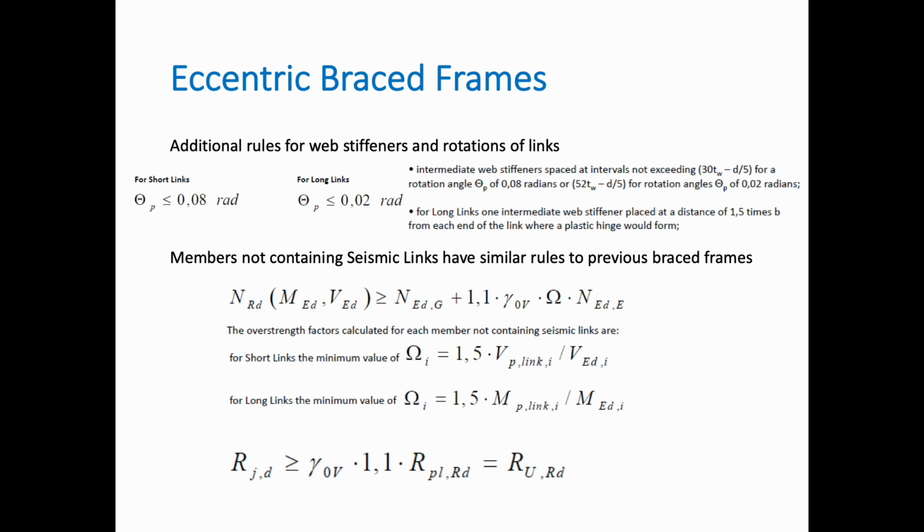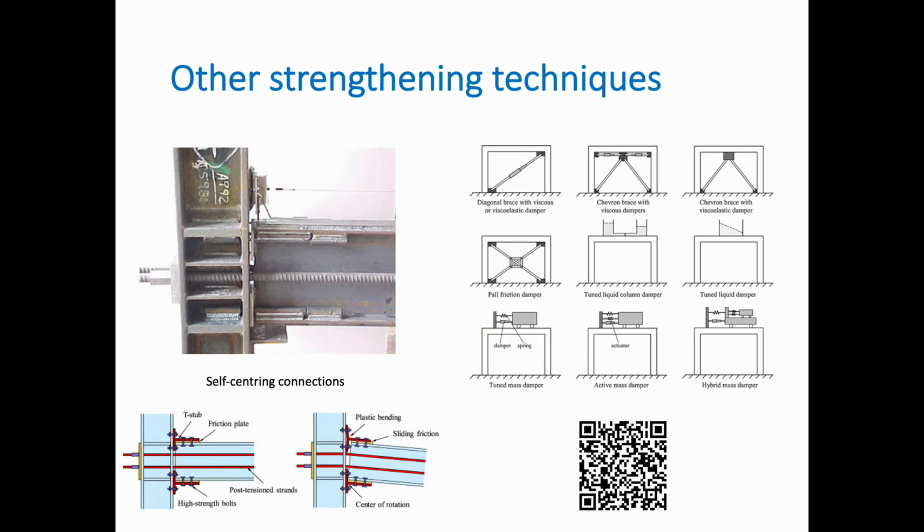Now, there are further rules that we use for designing the intermediate web stiffeners in those seismic links. As you have seen them before, and in real life, those are beam elements that have many stiffeners, and for different things that we want to achieve, we use different sets of web stiffeners. So here are some rules, linking them to the rotational capacity of the seismic link.